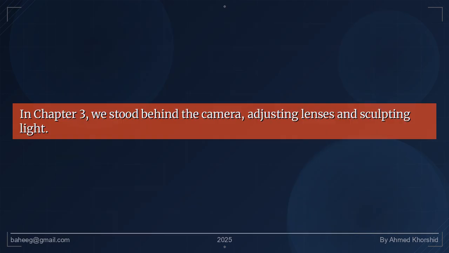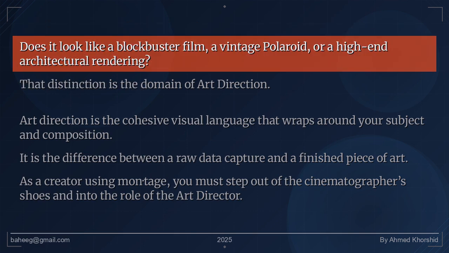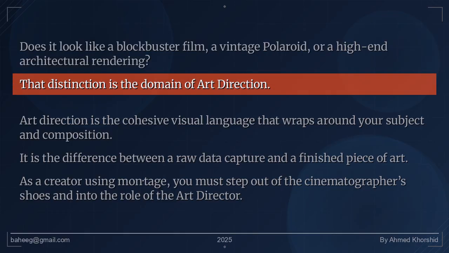In Chapter 3, we stood behind the camera, adjusting lenses and sculpting light. You now have a well-composed shot with proper exposure and depth. But look at the monitor. Does it look like a blockbuster film, a vintage Polaroid, or a high-end architectural rendering? That distinction is the domain of art direction.